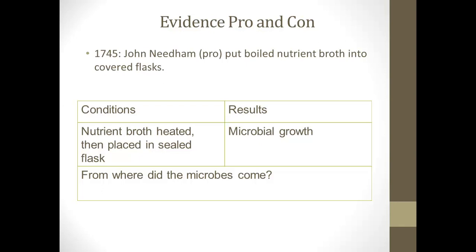In 1745, John Needham was for spontaneous generation. What he did was he boiled a nutrient broth. Then he took that nutrient broth and placed it into a sealed flask. So he boiled it in one container and then transferred it to another, and then he closed it up. And from there, he had microbial growth. But we all know, where did these microbes come from?